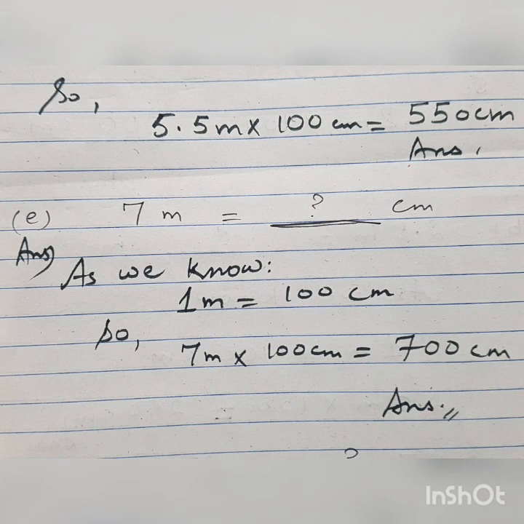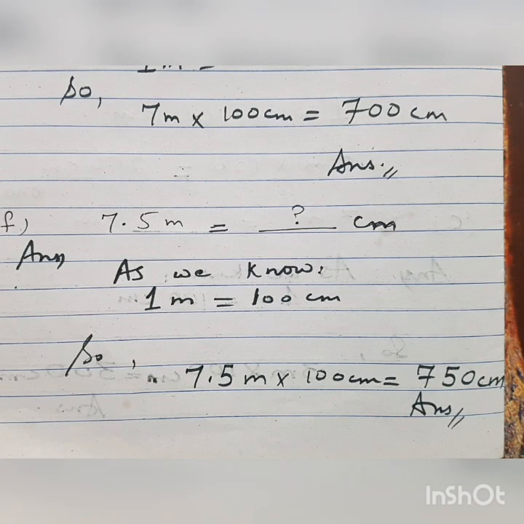Next question, 7 meter is equal to dash centimeter. So you will write, as we know, 1 meter is equal to 100 centimeter. So 7 meter multiplied by 100 centimeter is equal to 700 centimeter. So it is the answer. Okay students, so it is a procedure. You will follow it in the same way.